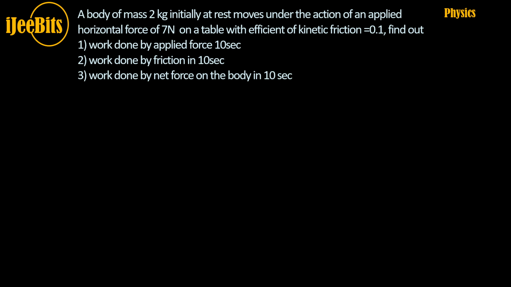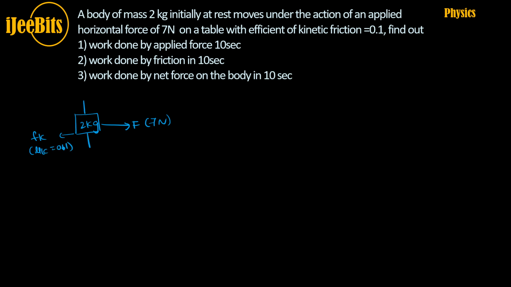Next problem. A body of mass 2 kg, initially at rest, moves under the action of an applied horizontal force. Let's say you are applying a horizontal force F of 7 newtons. The coefficient of kinetic friction, mu k, is 0.1, and the friction force Fk acts in the opposite direction.